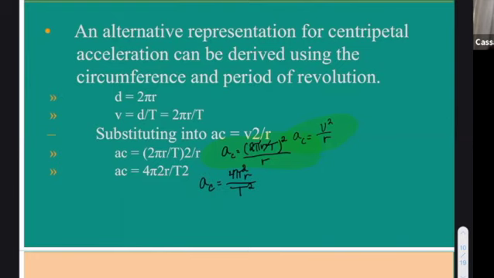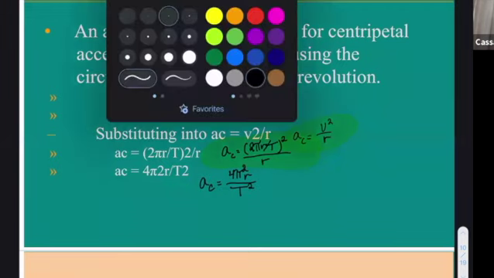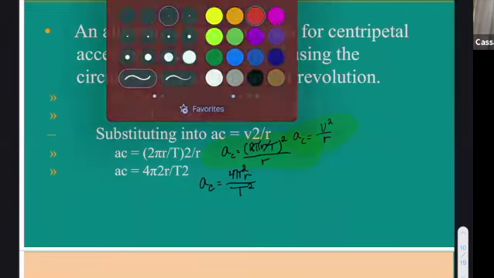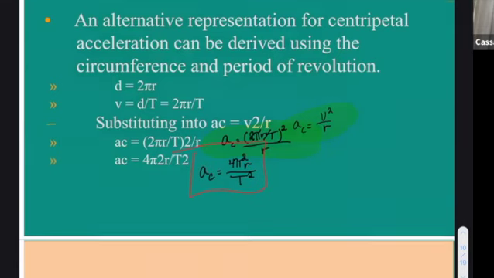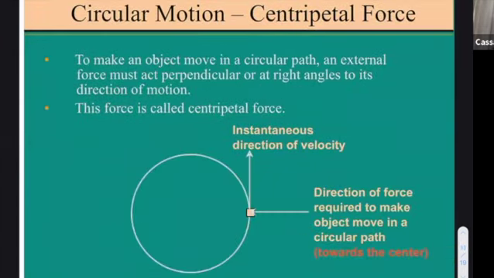And we see that the simplest form when using radius and period is centripetal acceleration equal to 4 pi r. I'm sorry, let me say that again. Centripetal acceleration is equal to 4 pi squared times the radius all over t squared. Okay. All right.